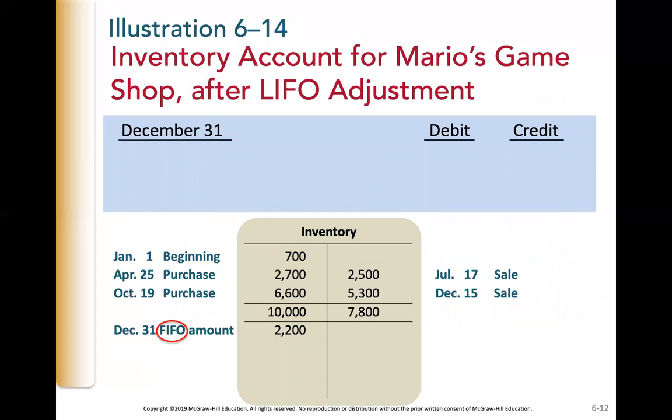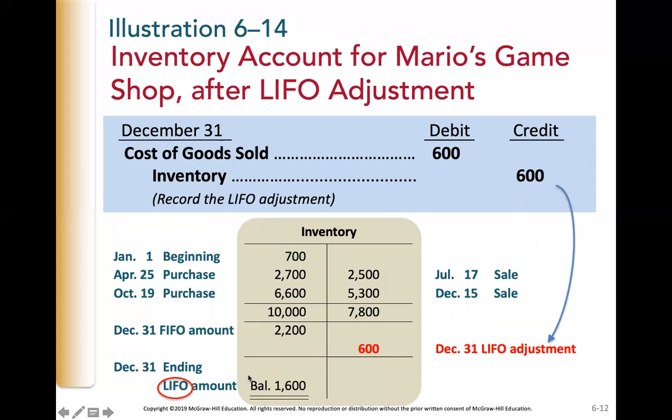This is the T account that we already saw with the transactions recorded with the December FIFO amount of $2,200. We just calculated that LIFO needs to be 16. So what would we need to record in our inventory count to get inventory from 22 down to 16? We would need to credit inventory by $600. That is our LIFO adjustment. The journal entry to do this would be that credit to inventory and then debit cost of goods sold for $600.